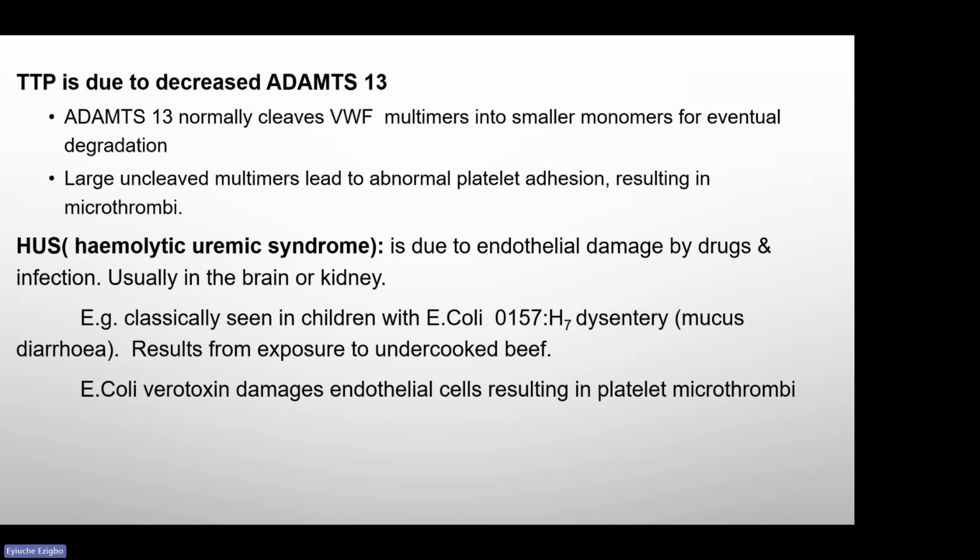The HUS, hemolytic uremic syndrome, is due to endothelial damage by drugs and infection, usually in the brain or kidney. It's classically seen in children with E. coli dysentery, resulting from exposure to undercooked beef. E. coli verotoxin damages endothelial cells, resulting in platelet microthrombi. Of course, we've said that earlier. Once the endothelial cells are damaged, the subendothelium is exposed, okay, and platelet adhesion and aggregation will occur.